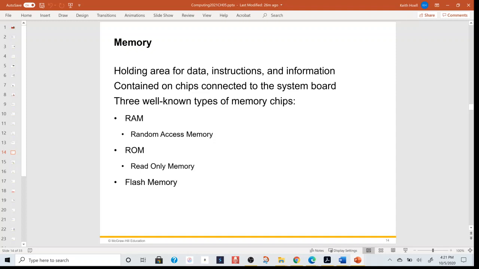It's like updating your computer when you update your applications. You go to Windows Update. You can update applications. Flash memory can be updated in that similar way, except usually through your computer manufacturer. So if you have a Dell or an HP or a Lenovo, those companies will be able to flash your memory for you.